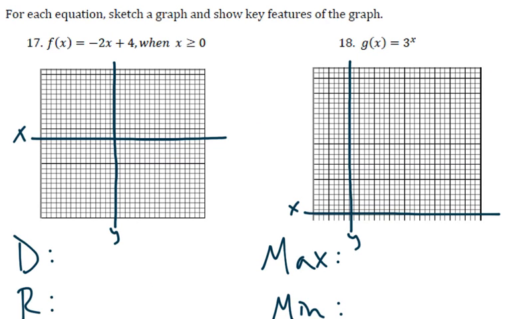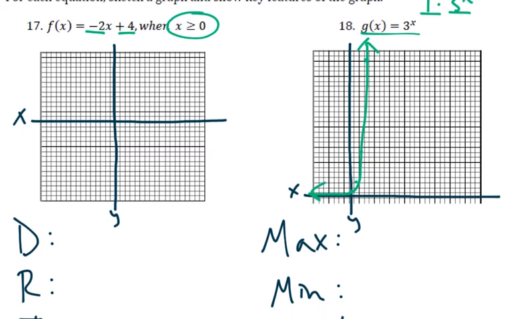Alright, so these last ones, it wants us to sketch the graph and show key features of the graph. Okay, so I'm going to hurry and pause this so we have time, and then I'm going to sketch the graphs real quick. So we've got exponential 3. We start at 1 because it's 1 times 3 to the x. So our y-intercept is 1, and we're multiplying by 3 each time. Here our y-intercept is 4. We're subtracting 2 each time, but x has to be greater than 0.